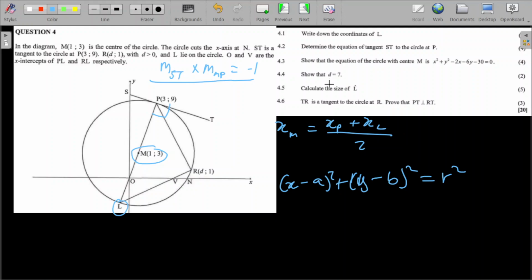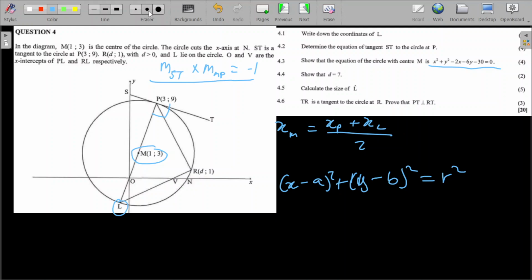Show D is 7. Where is D? Okay, showing that D is 7, you do have the equation of a circle. And what are we wanting? We're wanting x, so we do have y. You're going to find y that way. Calculating the size, meaning the angle of L.